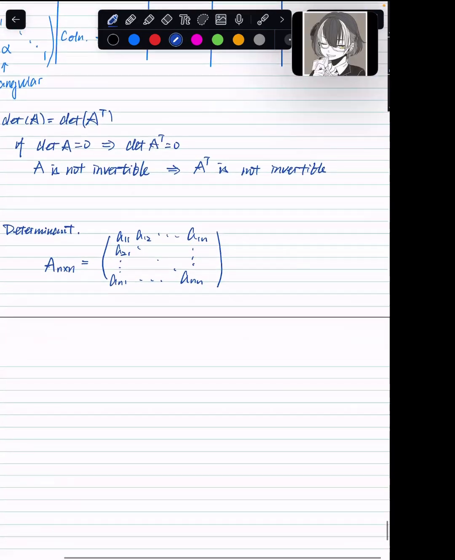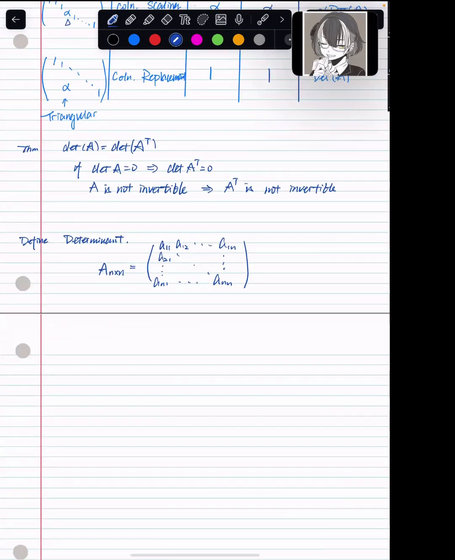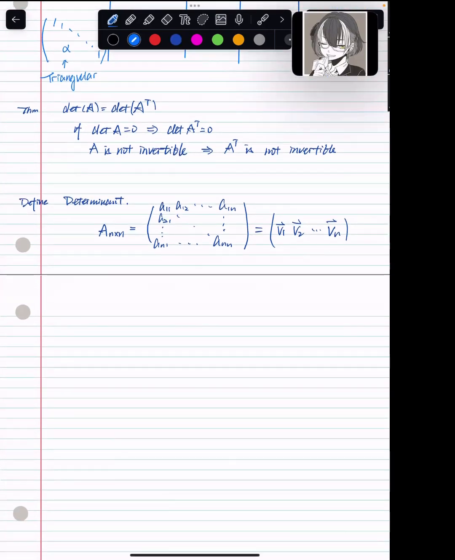All right, so let's say each column vector, we call it V1, V2, all the way to Vn. So then that means for each V, Vk at the kth column, that equals A1k all the way to ANk.